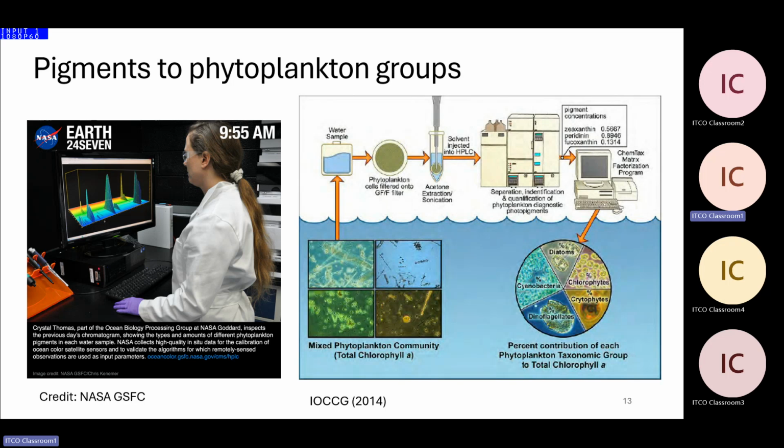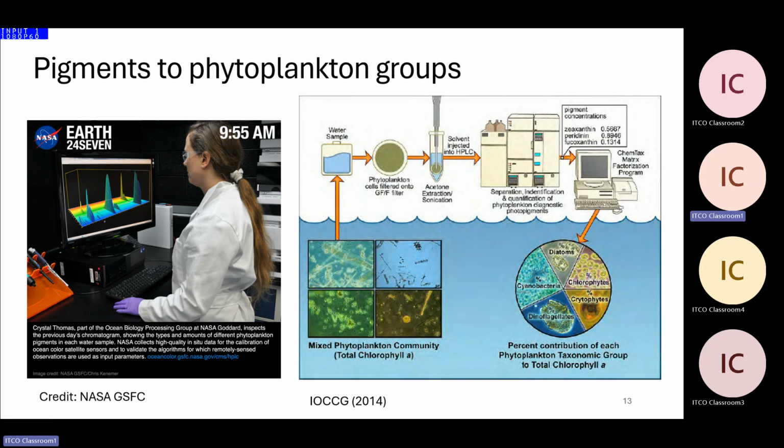So essentially you take a water sample, you filter the water through a little funnel onto a glass fiber filter, concentrate it on there, and then you don't have one of these on board a ship, so you have to put it in liquid nitrogen and store it. And then once you get back to the shore, you send it to, I should say this is Crystal Thomas from NASA Goddard here, by the way.